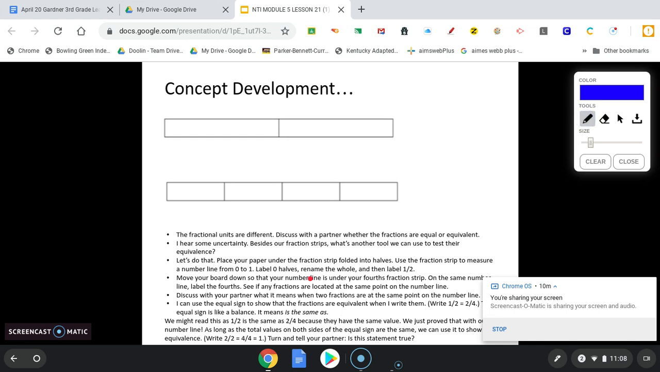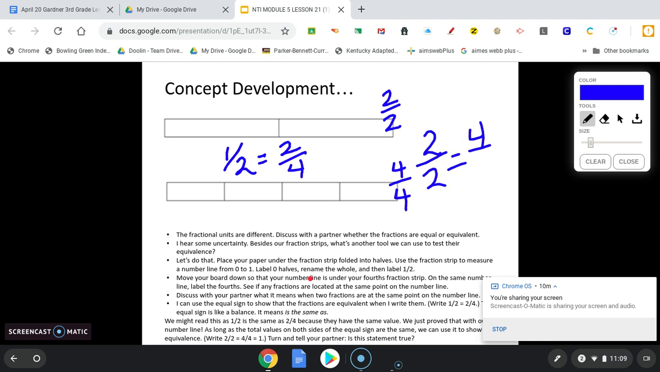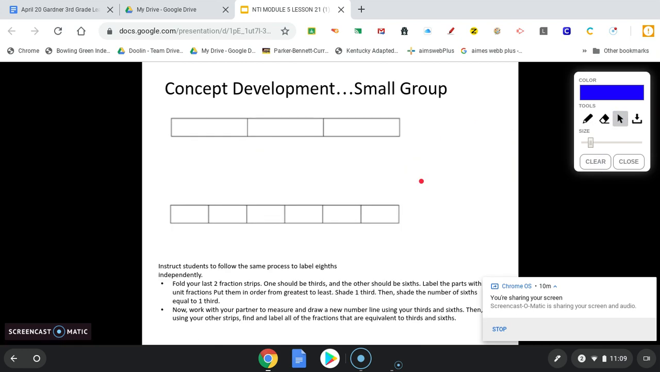So we saw that 1/2 was equal to 2/4. We also know that right here we have 2 halves and we have 4 fourths. So 2 halves is equal to 4 fourths because each one of them equals 1 whole. All right, let's keep going.